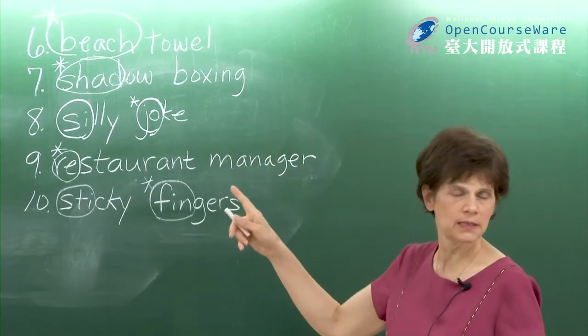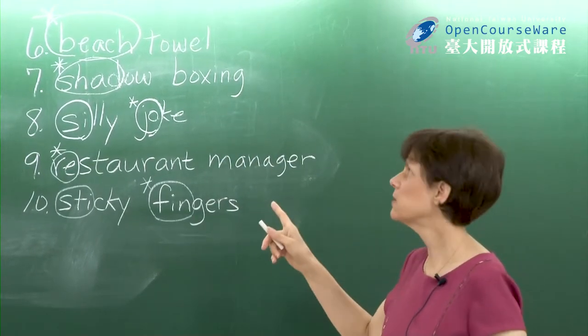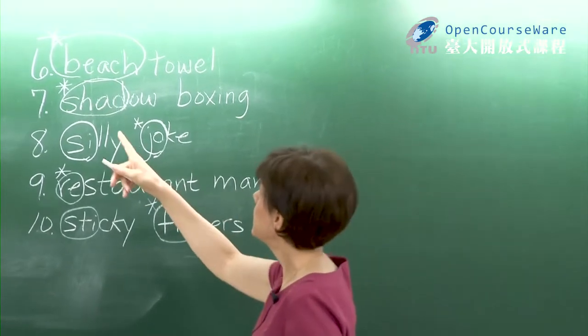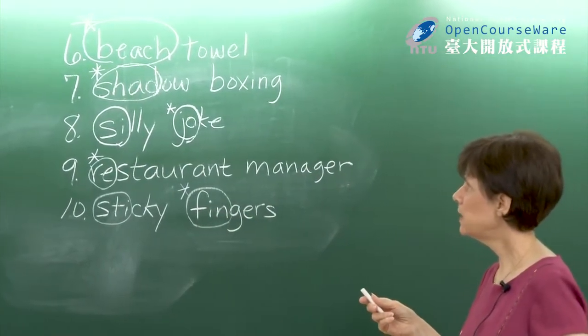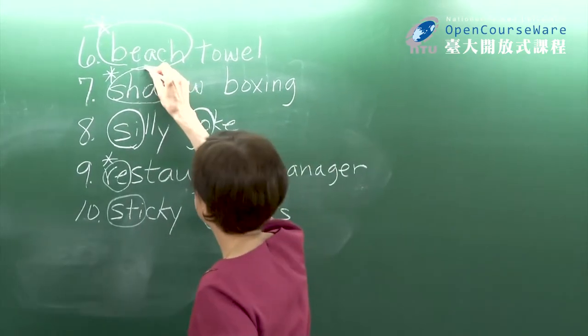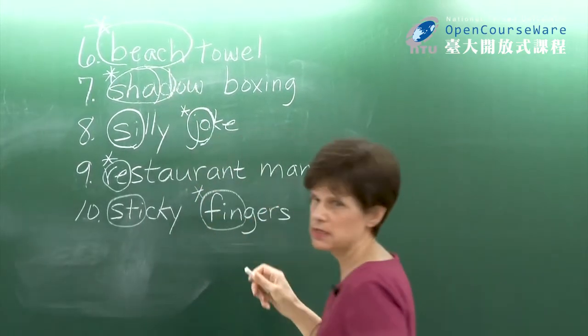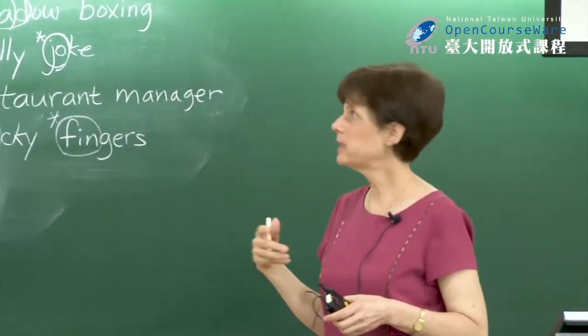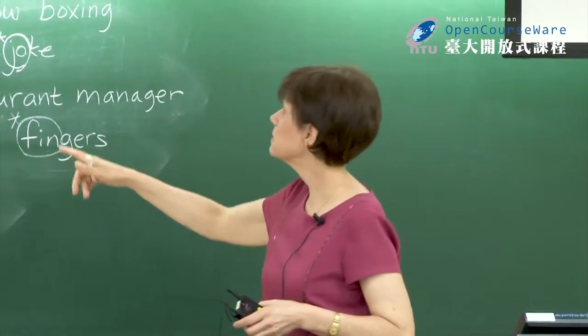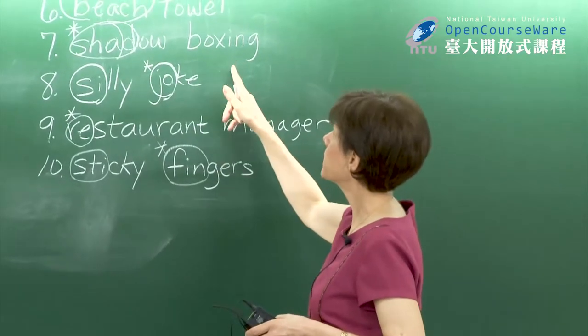Beach has how many syllables? So we circle the whole word. Beach towel is correct. All right, seven, read. Good. S-H-A would be my preference. Shadow, that's the way I say it, instead of "shadow." One is more natural, but it's okay. It doesn't really matter. Shadow boxing.